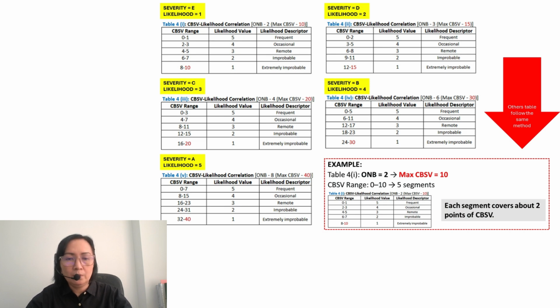CBSV range 0 to 10 and 5 segments. Each segment covers about 2 points of CBSV. The rest will follow the same process.